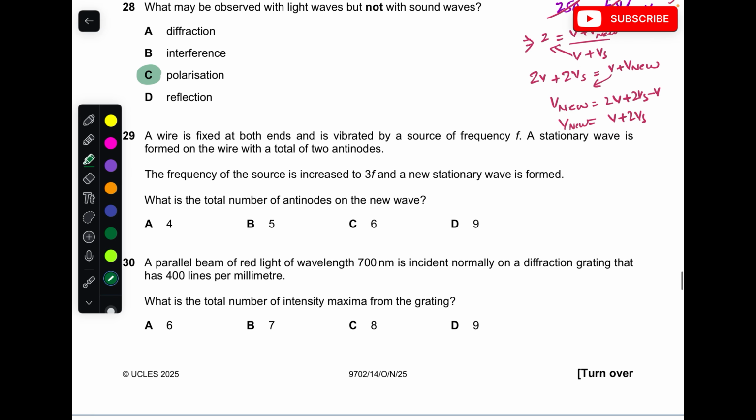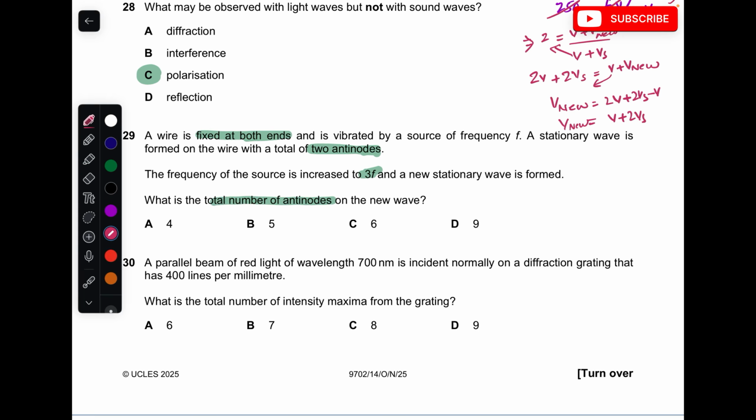Question 29. A wire is fixed at both ends and is vibrated by a source of frequency F. A stationary wave is formed on the wire with a total of two antinodes. It is fixed at both ends and two antinodes are formed. The frequency of the sound is increased to 3F and a new stationary wave is formed. What is the total number of antinodes formed?